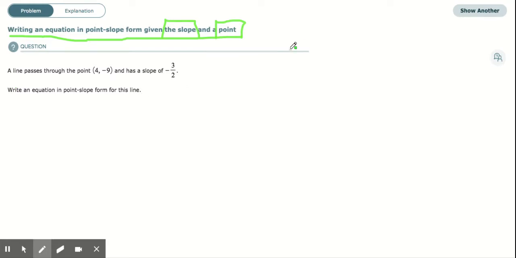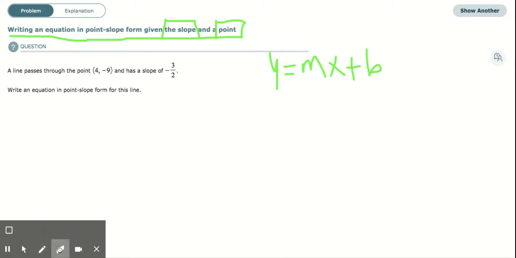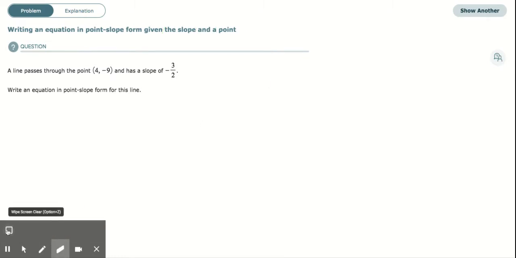Now, the equation that most people are familiar with when it comes to linear functions is y = mx + b, slope-intercept form. So when you have slope and the y-intercept, this is the form you want to use. However, we don't have the y-intercept, right? We do have the slope, but we don't have the y-intercept.